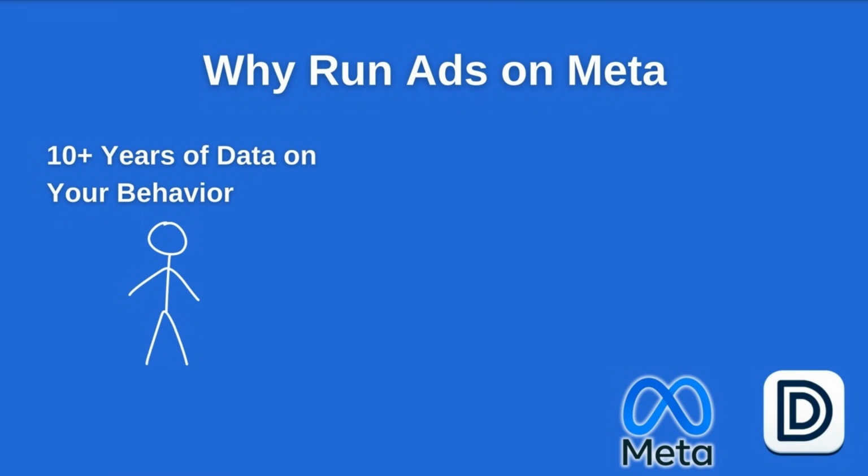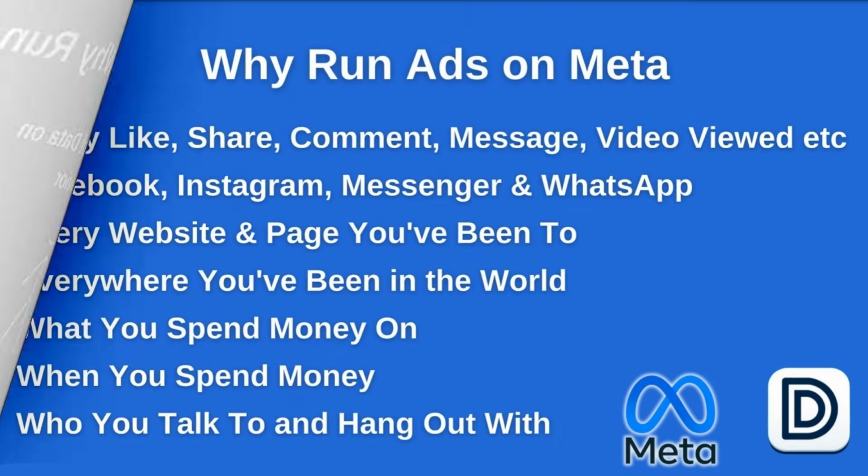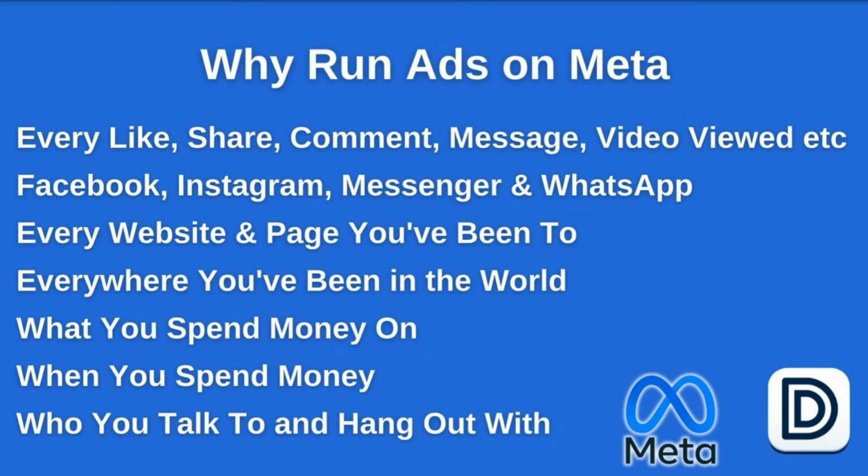So why is the Meta platform so good and why does it keep getting better every single year? Well, it's because of a couple things. First, they have over 10 years of data on your behavior, and this data grows with every single impression. They know every post that you've liked, shared, commented on, every message you've sent, and every video you've viewed on Facebook, Instagram, within Messenger, and WhatsApp. They know every website and page that you've been to.